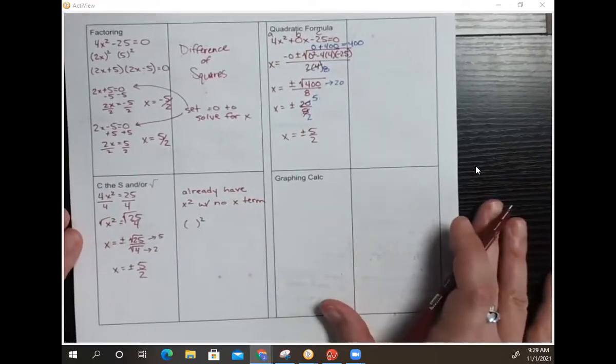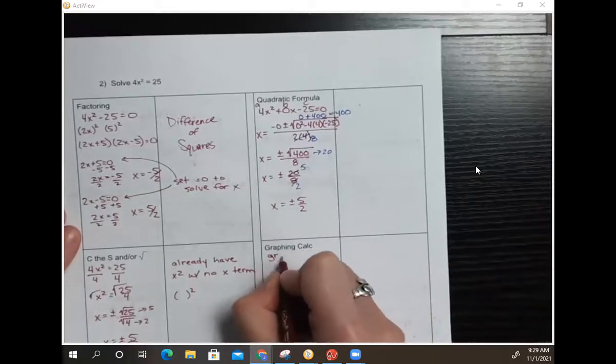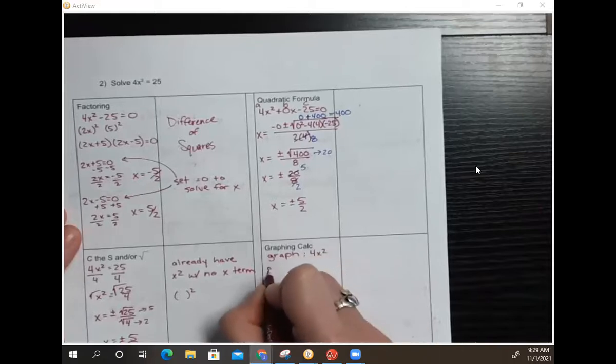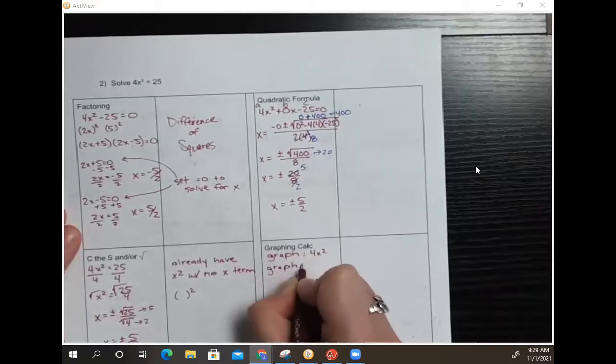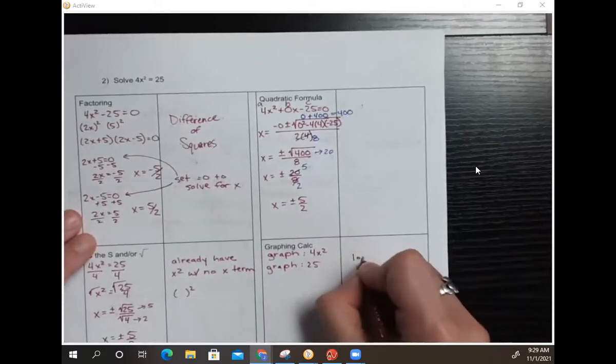Now, I'm going to encourage you, if you're solving by graphing, to always graph what you have. In this case, we don't have standard form, so I'm not going to graph standard form. The more I manipulate stuff, the more opportunities I have to make mistakes. So if I'm going to solve by graphing, I'm going to graph what's on the paper. So I'm going to graph 4x squared, and then I'm going to graph 25. Okay. And then we're going to look for intersections.